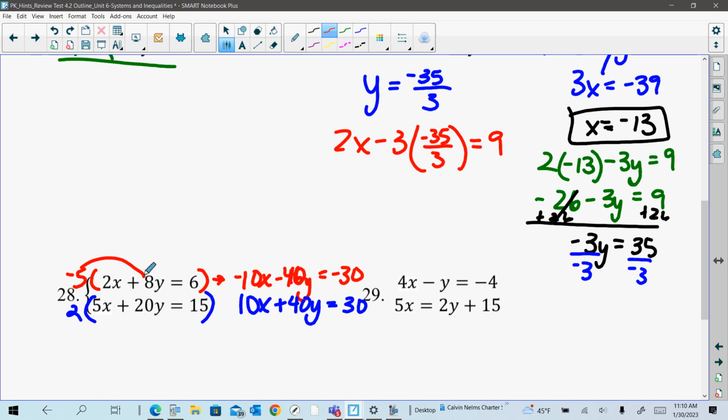What happens here? They all cancel out. Okay, if that happens, what do we write? Infinite. Because what this is showing is 0 equals 0, which is infinite solutions.